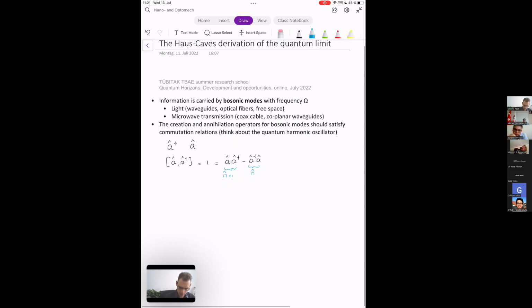Okay, so as I said, what we want to do is amplify the signal. So we are going to assume that we have one bosonic mode traveling through, I don't know, a waveguide or a coaxial cable, and there's the input waveguide. Then we have the amplifier, which is indicated with this triangle and the gain G. And there's also going to be an outgoing mode. So this would be the A out over here.